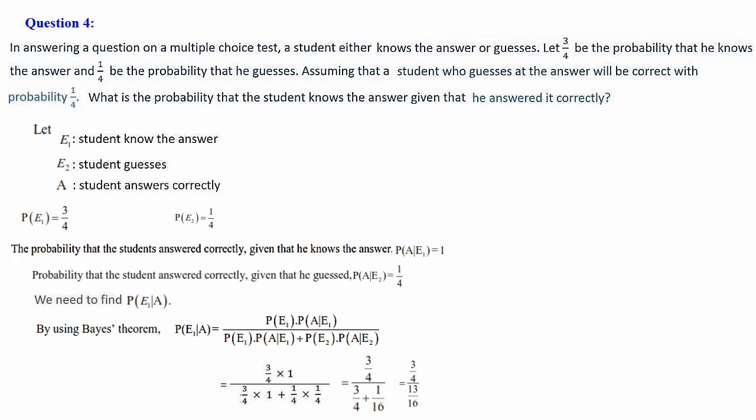Here 4 will be coming. 4 into 3 is 12, 12 plus 1 is 13. So 13 by 16. When you go for calculation, 3 by 4 into the reciprocal, you have to multiply 16 by 13. 4 and 16 we can cancel 4 times. 4 into 3 is 12. 12 divided by 13 is the required probability.